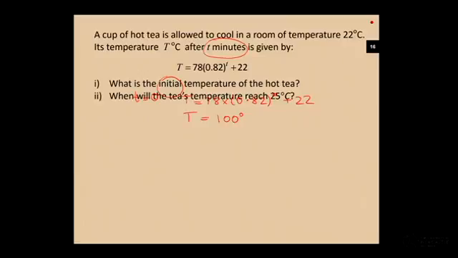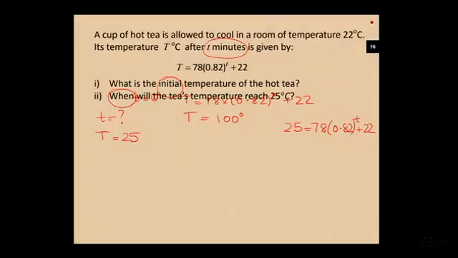Part 2 says, when will the tea's temperature reach 25 degrees? So you've got this down in the second spot. When will the tea's temperature reach? When is asking you to find a t value. So I can see that there's going to be another exponential coming up. Will the capital T be equal to 25? So here we go. I'll do it over here. 25 is equal to 78 times 0.82 to the t, which is what we're looking for, plus 22.